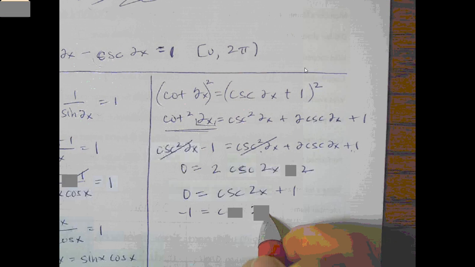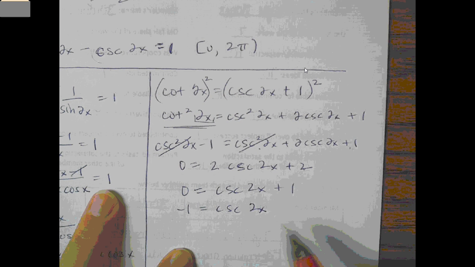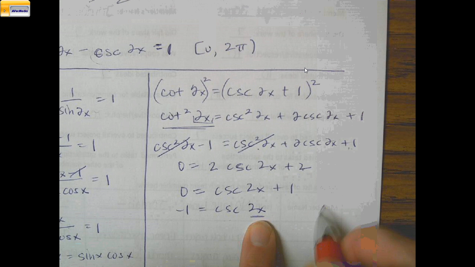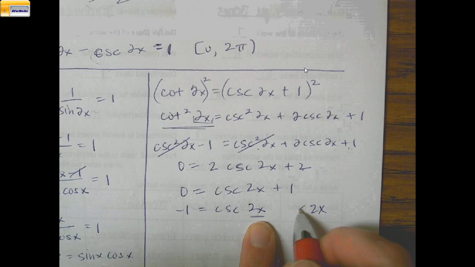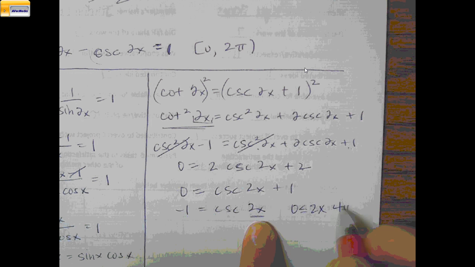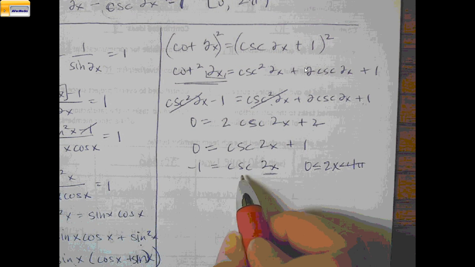And then we can look at it and say, okay, this is one of those double angles. X is supposed to be between 0 and 2 pi, but everything gets doubled. So now 2x is going to be between 0 and 4 pi. So we need to think of all of the places where cosecant, or 1 over sine, is negative 1.